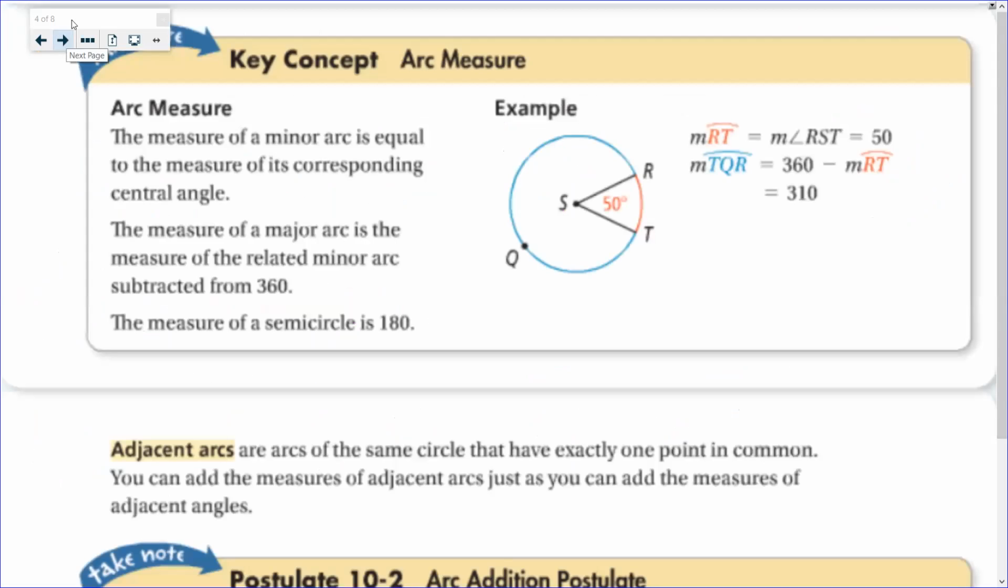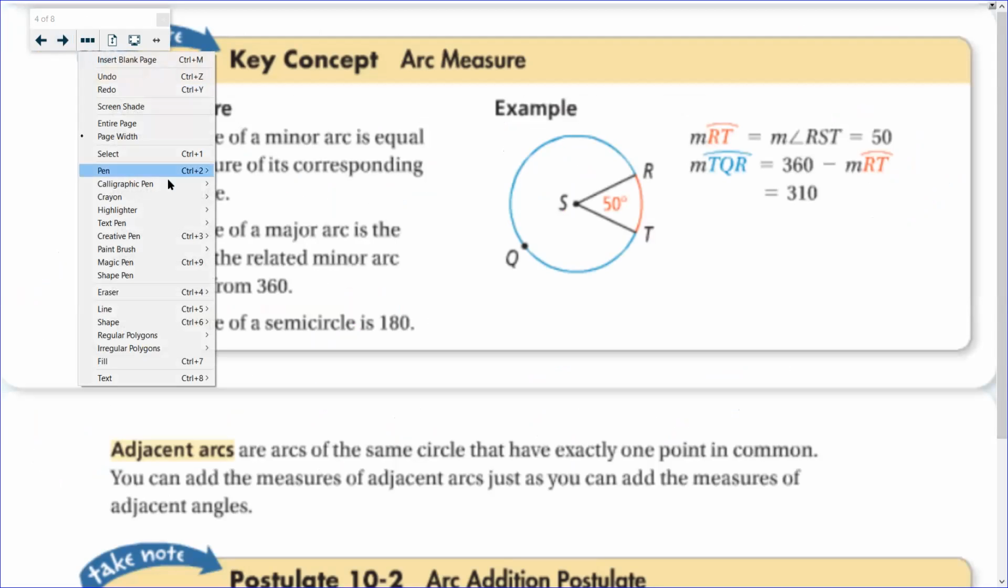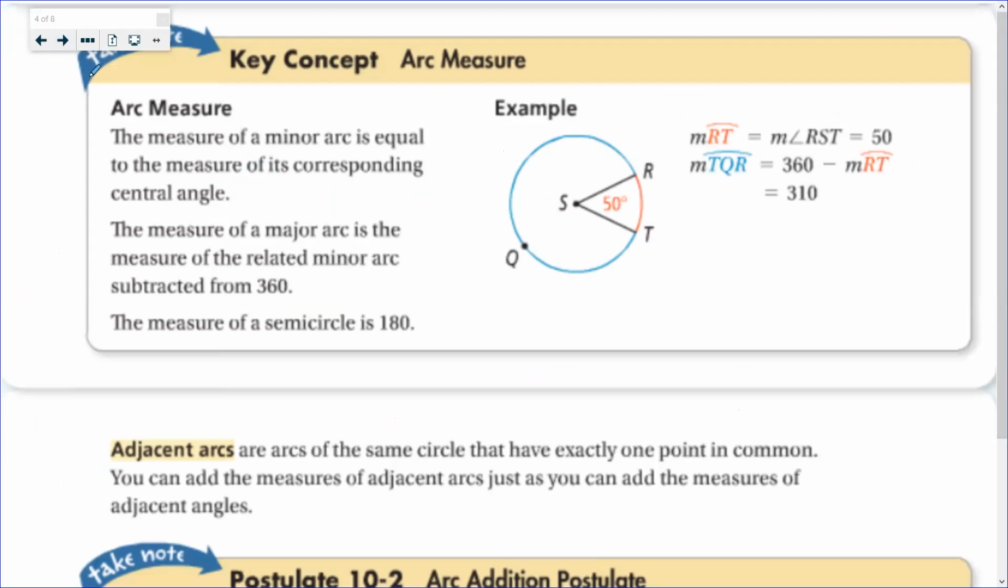Now, the arc measure. How can we measure the arc? To measure the arc, you need the measure of a central angle. That means the measure of a minor arc is equal to the measure of its corresponding central angle.